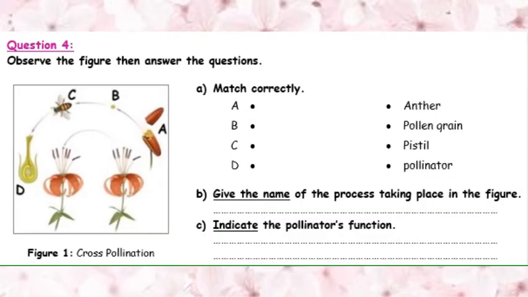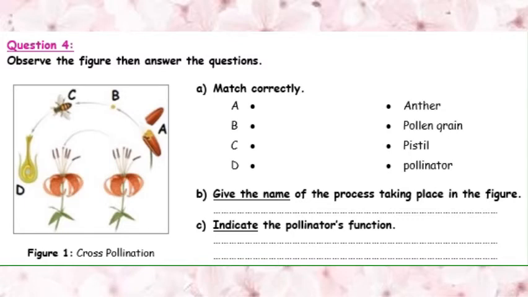Figure 1 shows the pollination process. So first of all, we have to match. They labeled four different things differently, and we have A, B, C, and D. A is the part that makes B. B is carried by C. C will move it to D.